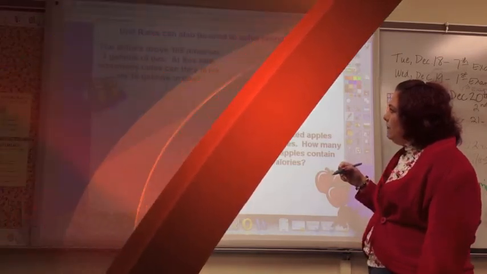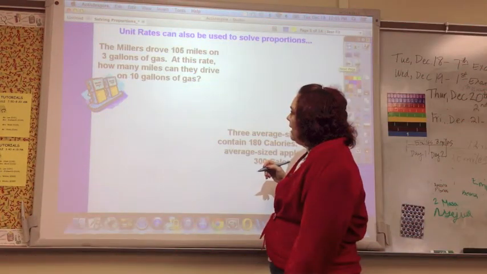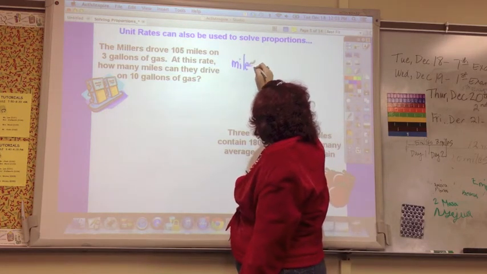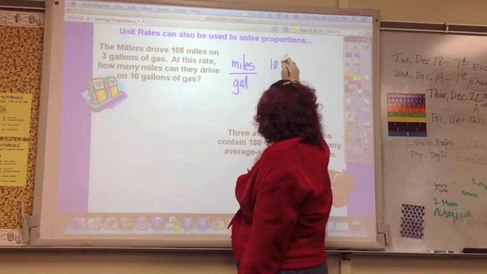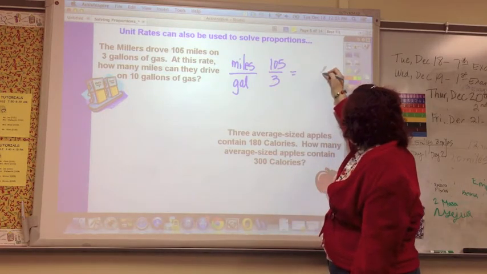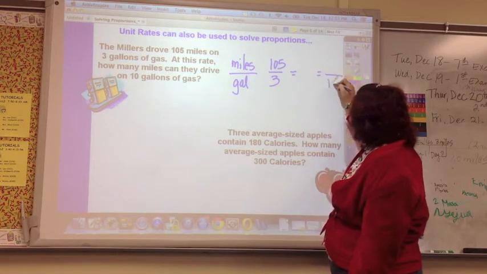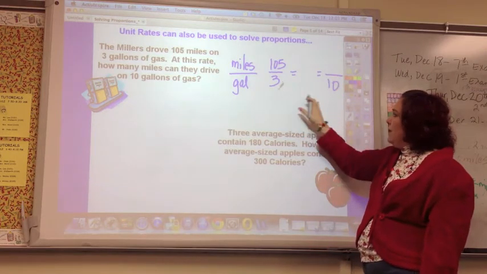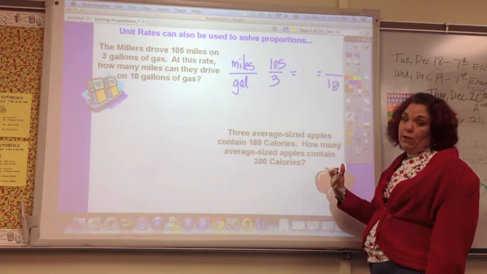So unit rates can be used to solve proportions. The Millers drove 105 miles on 3 gallons of gas. At this rate, how many miles can they drive on 10 gallons of gas? Well, you're comparing miles to gallons. 105 to 3. And you want to get it to where it's equal to 10. Now I'm moving it over here because you can't go directly from 3 to 10. So you have to find a unit rate.